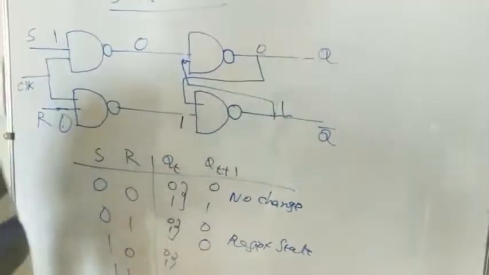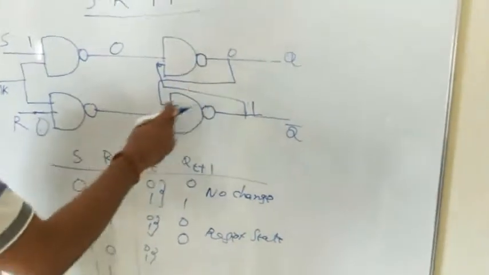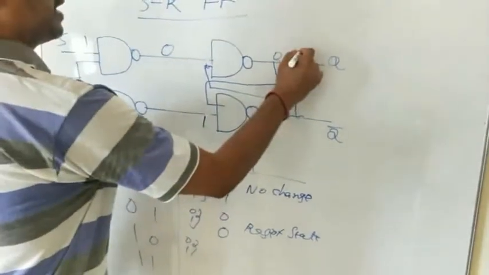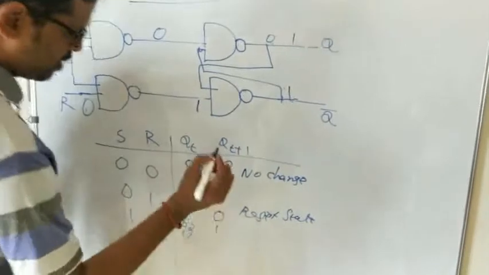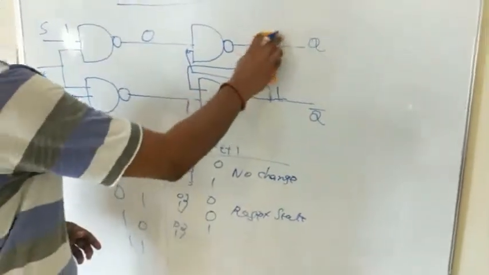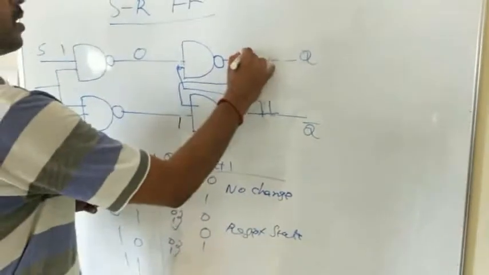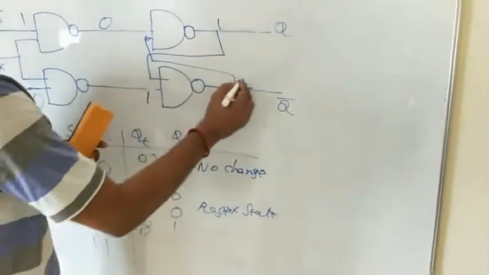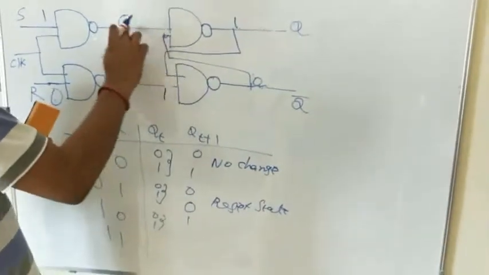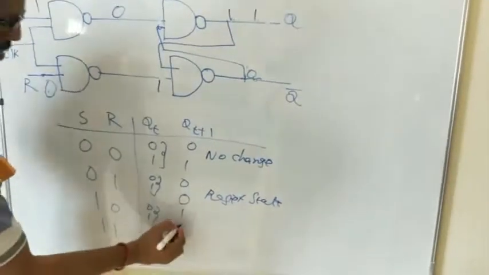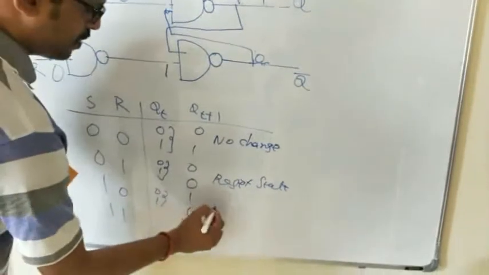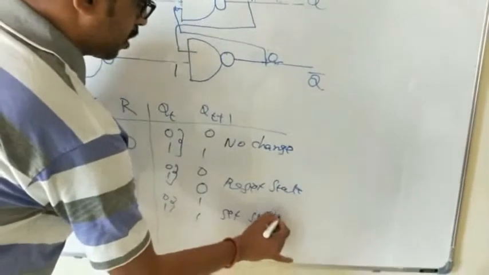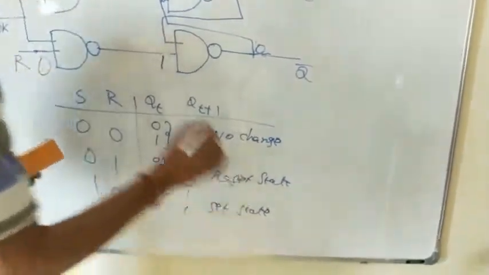We will see. We will assume the present state as 0. So 0 means we will be getting 1 here. 1 here we will be having 0. So what will we be getting? Next state as 1. Now we will assume the present state as 1. So what will happen? 1 will come here. Both inputs are 1. What will happen here? We will be getting a 0. This 0 will go as an input. Then what is the output of NAND gate? 1. Okay. Which means this is set state. Irrespective of the present values, either it is 0 or 1, it is moving on to 1. So it is set state.